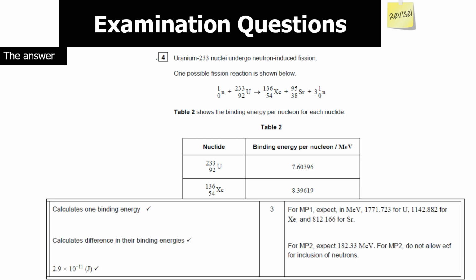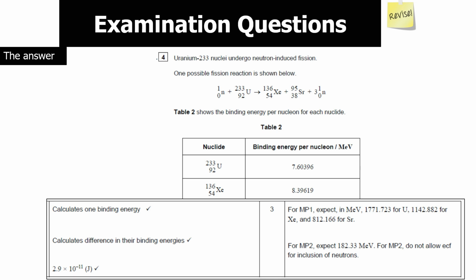So you work out the binding energy for each one of those values and you get them in MeV. You then have to find the difference between the neutron and the uranium, which is the starting nuclei, and the xenon, the strontium, and the three. Remember, there's three of them, three neutrons, because that's the products afterwards. And then at that point, you find that difference, which is expected to be 182.33 MeV.